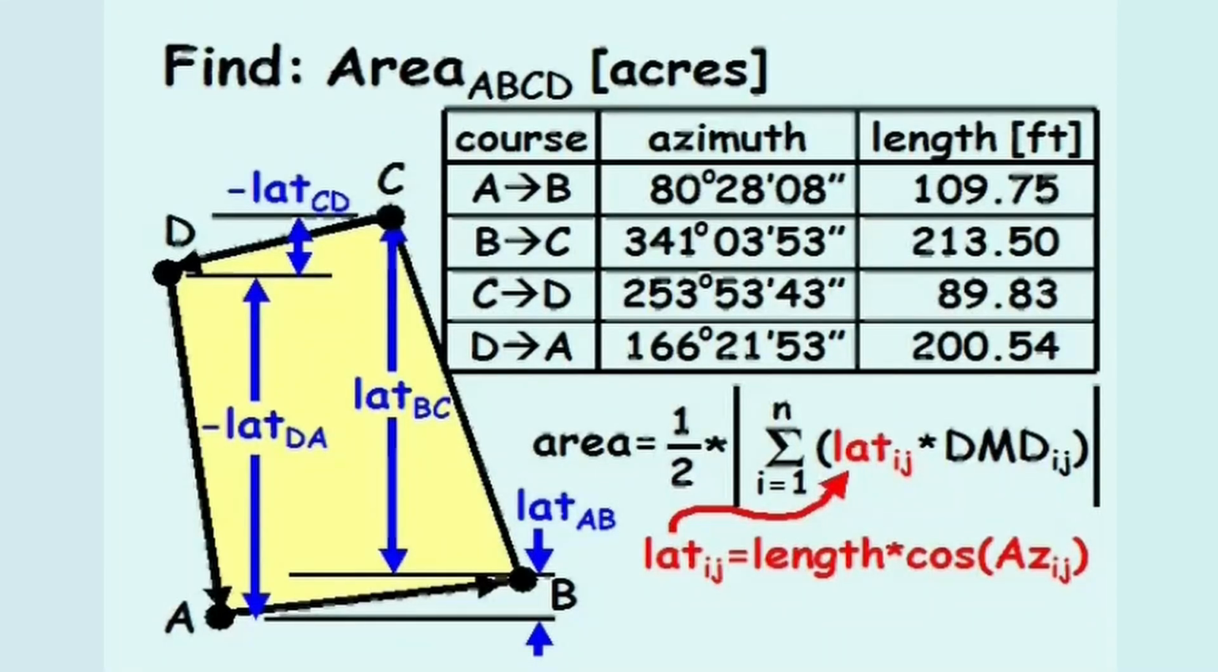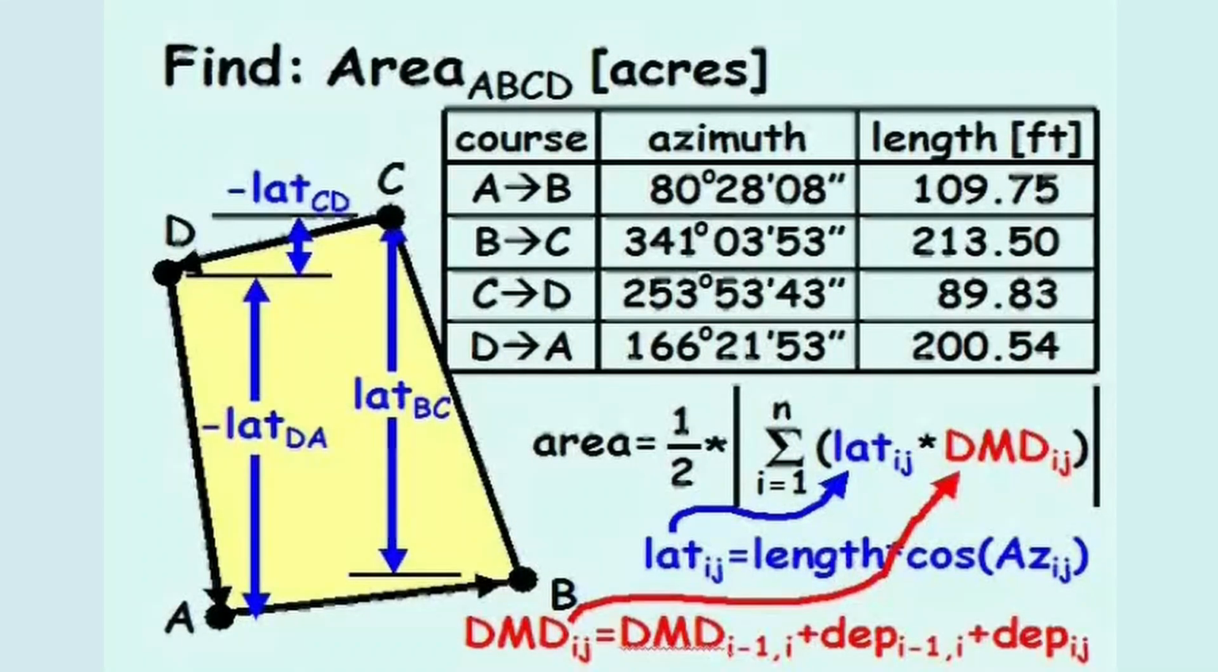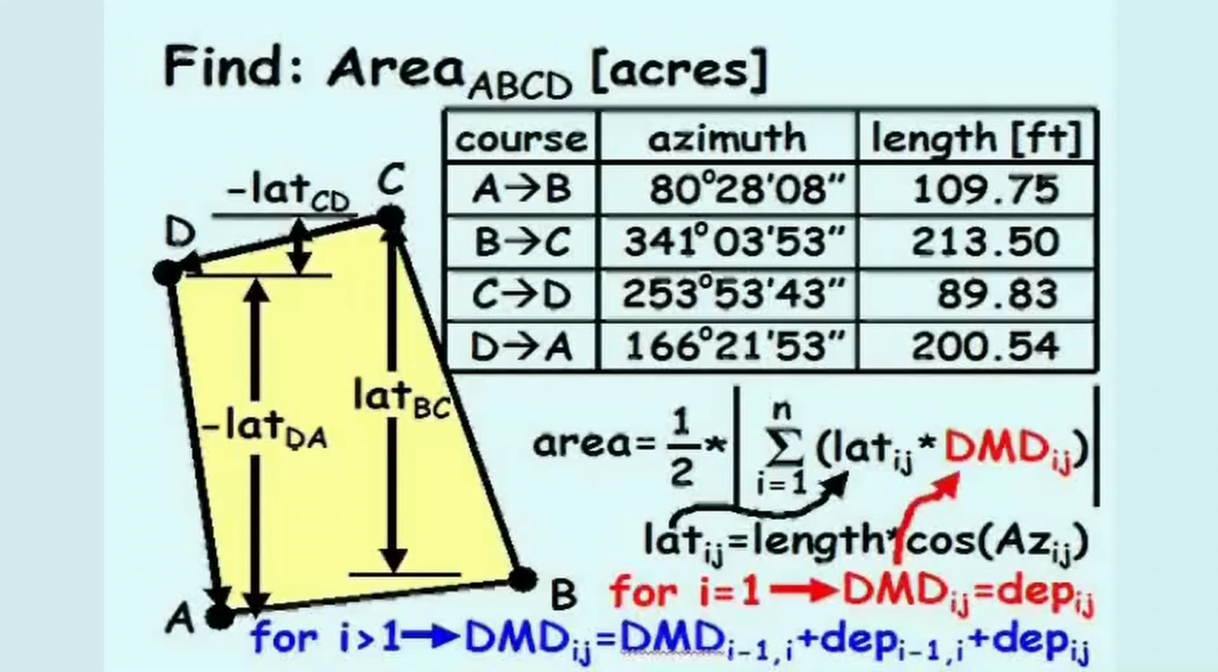The double meridian distance of a course equals the double meridian distance of the previous course plus the departure of the previous course plus the departure of that course. However, for the first course, the double meridian distance simply equals the departure of that course. And the previously mentioned equation applies to all subsequent courses in the traverse.